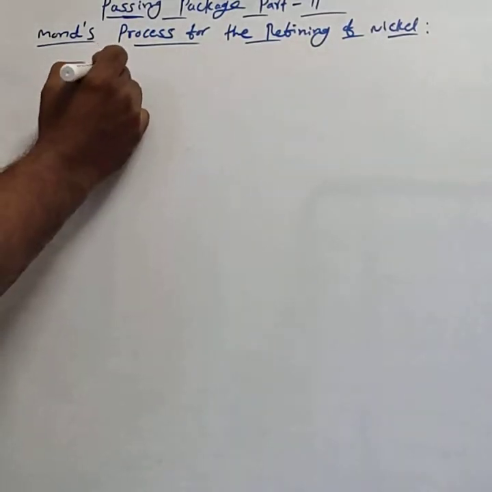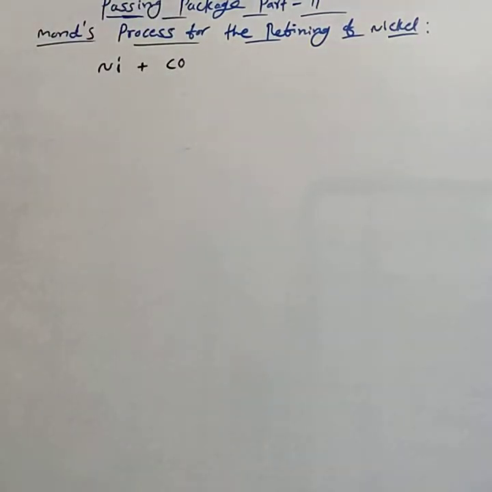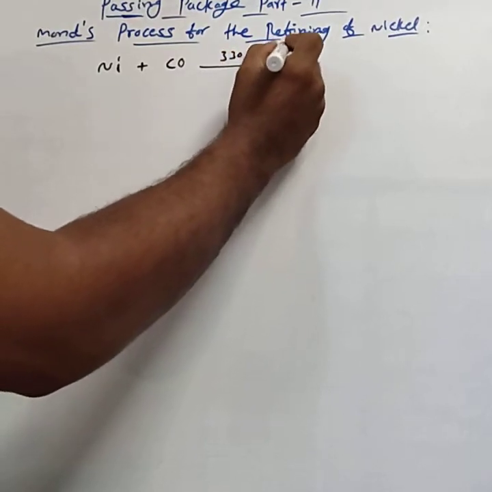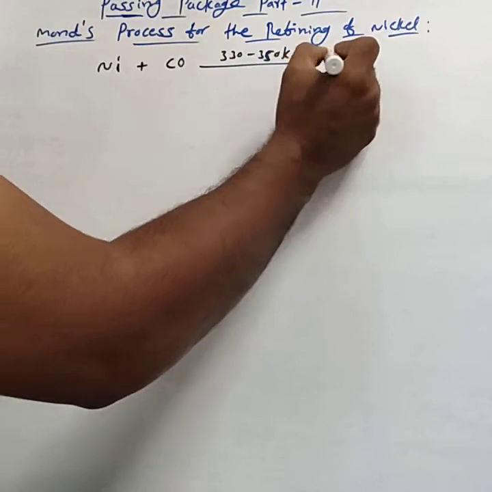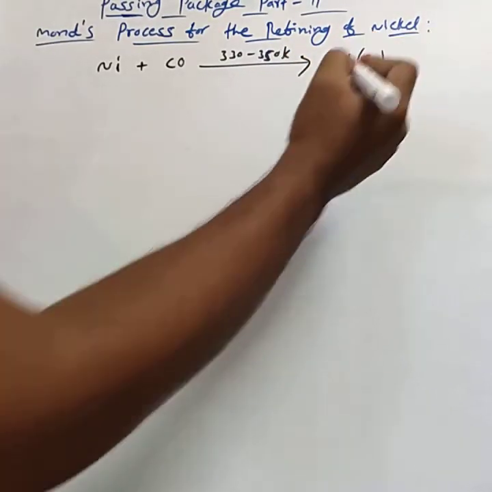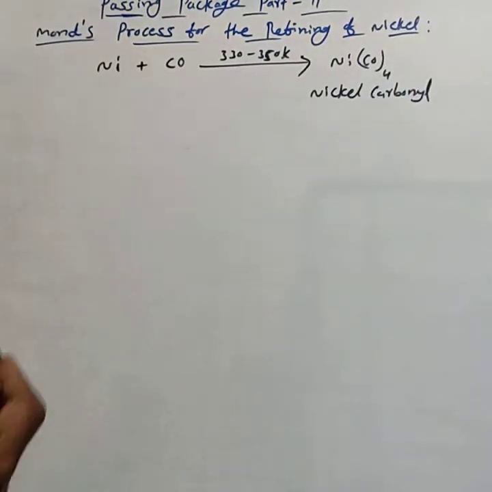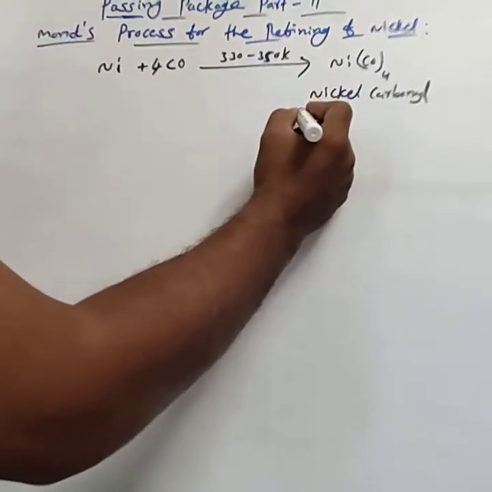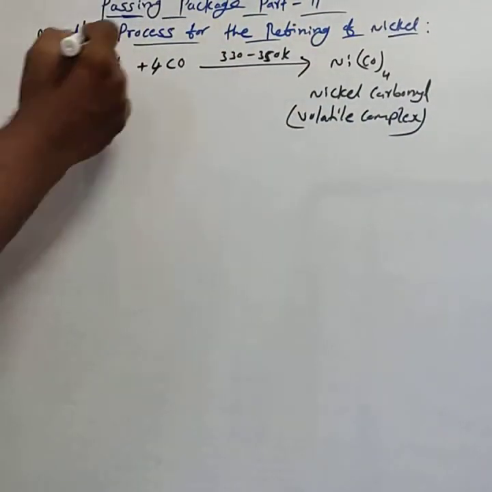In the Mond's process, the impure nickel is heated in the atmosphere of carbon monoxide at a temperature of 330 to 350 Kelvin, and forms a volatile complex of nickel carbonyl, Ni(CO)4. This is the nickel carbonyl. It is a volatile complex. To balance, use nickel and 4CO. The volatile complex name is nickel carbonyl. This is the first step. This step carries 1 mark.